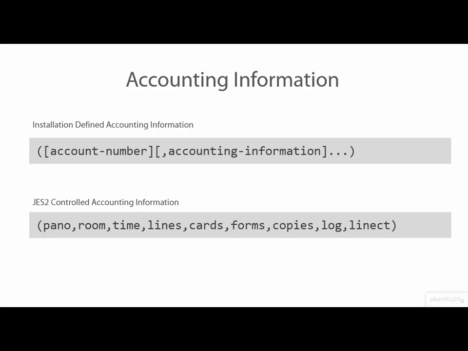If the installation has opted to use the JES2 accounting information, then the specific fields within the accounting field have meaning. So what we have is a programmer account number, a room number, time, lines, and things of that sort that are each positional. And so that means if we don't have a value for those, we need to account for their absence by coding a comma in its place.